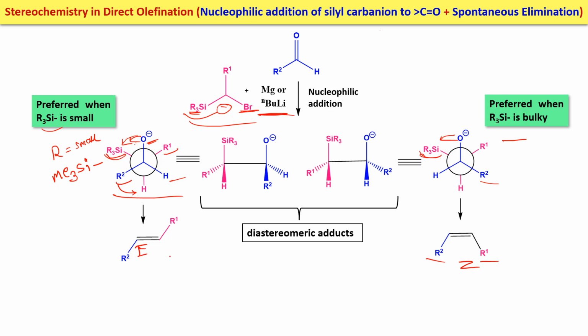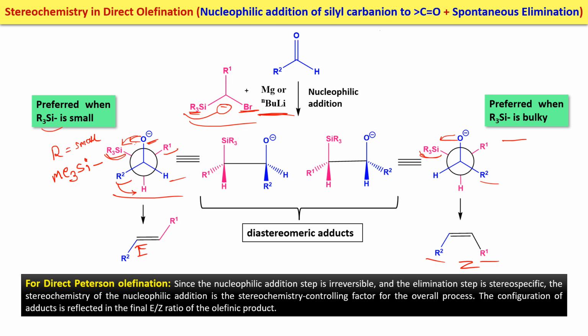So how are we controlling the stereochemistry here? For direct Peterson elimination, where we are not using external acidic or basic conditions, this step is irreversible. The first step is irreversible, and the elimination is stereospecific. So these are the facts, and because of these facts, we can say that the stereochemistry of the first reaction, that is the nucleophilic addition, is the overall stereochemistry controlling factor for the overall process. So the configuration of the adducts, that is the diastereomeric adducts, will be reflected in the final products.